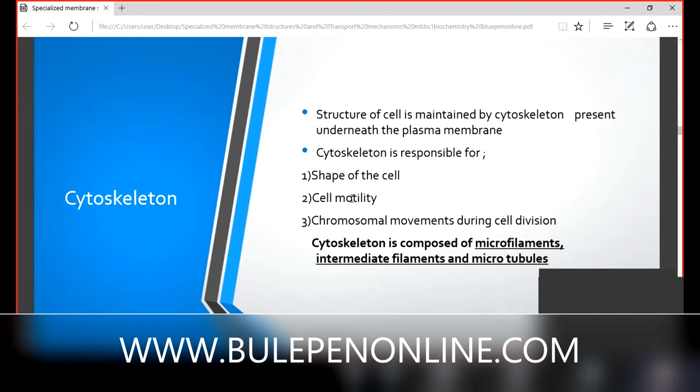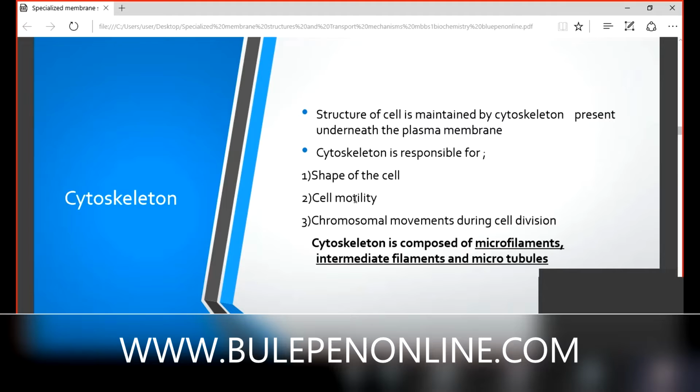Then next we are entering into another area, a specialized structure known as cytoskeleton. The structure of the cell is maintained by the cytoskeleton that is present underneath the plasma membrane. What is the role of cytoskeleton? Cytoskeleton is responsible for the shape of the cell, cell motility, and chromosomal movements during cell division. Cytoskeleton short note is an important question.